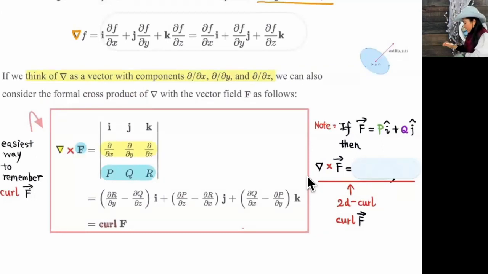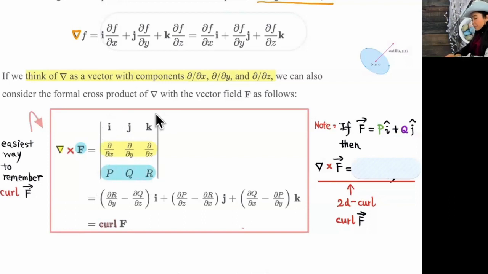Then we can remember this curl of F over here as the symbolic determinant of this 3x3 matrix. In the first row, we have i, j, k. The second row, remember when you do a cross product, you put del down here as the second row. And there's F over here, which has three components, P, Q, and R, and you put that as the last row.